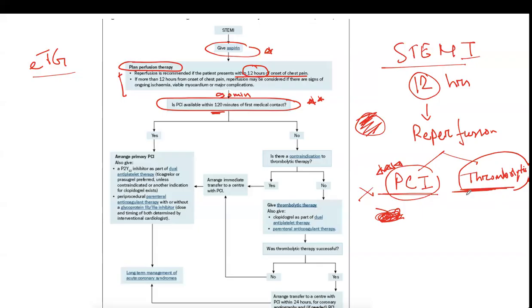Before trying thrombolytic, you need to make sure patient doesn't have any contraindication to thrombolytic. So if no contraindication, you give thrombolytic. This is making sense till now? There are a lot of other things, but are you understanding up to now? Because this is the most important part.